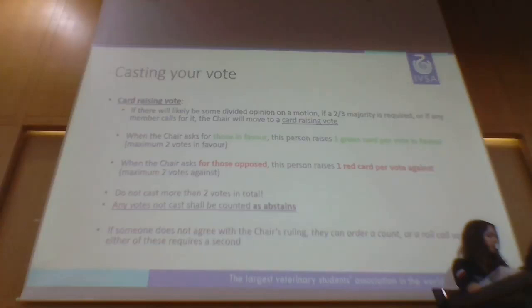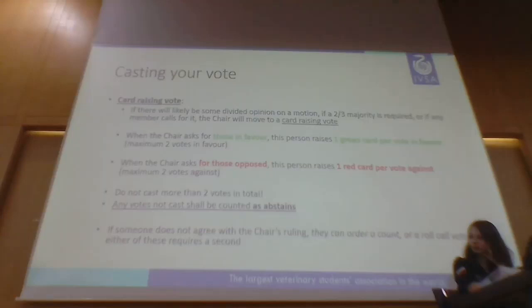When the chair asks for those in favour, the person responsible for casting the vote will raise one green card per vote in favour, and you have a maximum of two votes. So if you want to vote for with both of your votes, you put up two green cards. If you want to vote just one for, you only put up one green card. When the chair asks for those opposed, the person responsible raises one red card per vote against. So if you want to vote just one for and one against, you raise one green card and one red card. If you want to vote two against, you raise two red cards.